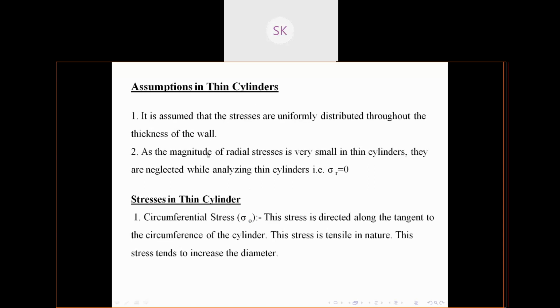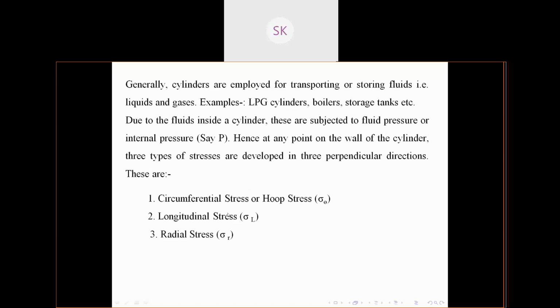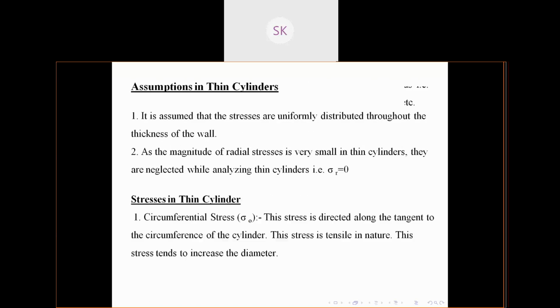So basically, these three are the stresses applied on thin cylinders, and we design based on these three values. But radial stresses are usually negligible, so we design our thin cylinder basically for two stresses. One is circumferential stress, or you can also say hoop stress. Another one is longitudinal stress, represented by sigma theta and sigma L.